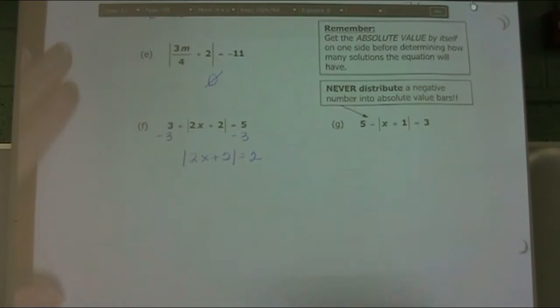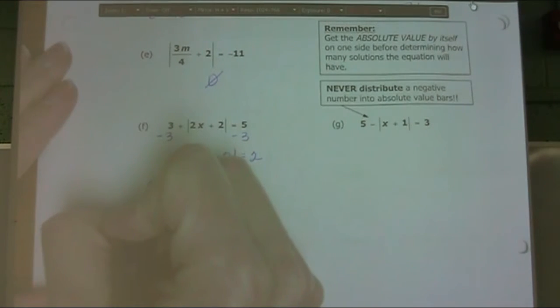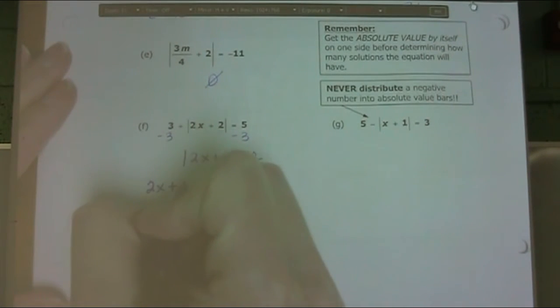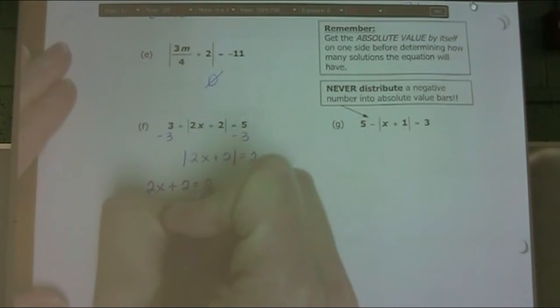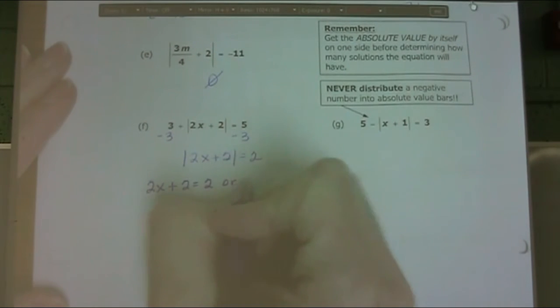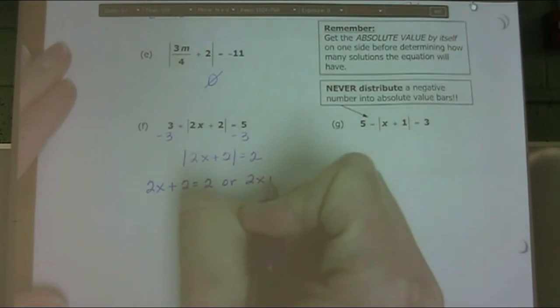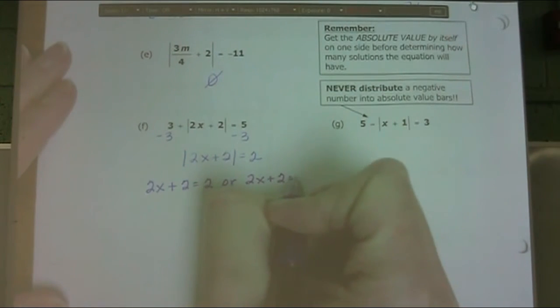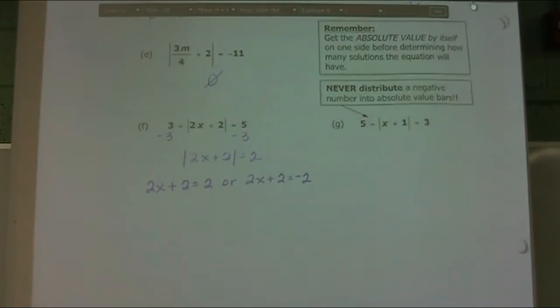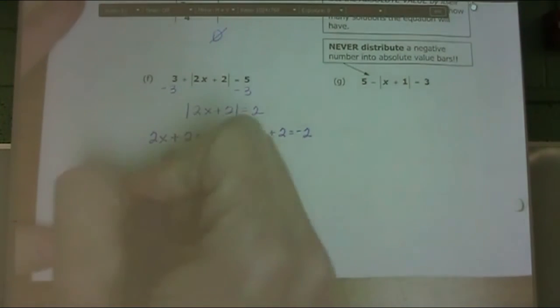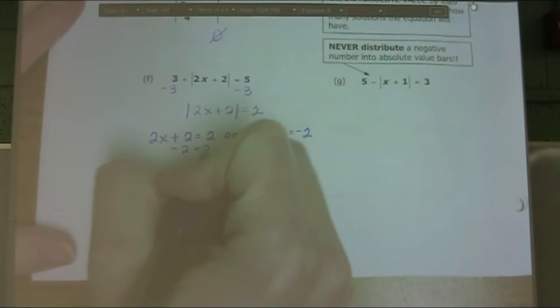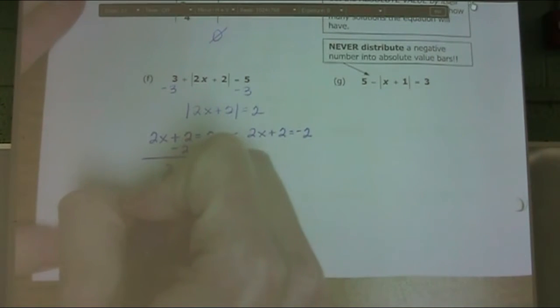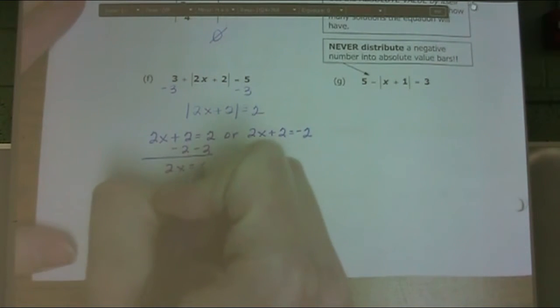All right, so my two equations are 2x plus 2 equals positive 2, or 2x plus 2 equals negative 2. Those are my two equations, and I'm going to solve both of those. So subtract 2 from both sides. I've got 2x equals 0. Divide both sides by 2.